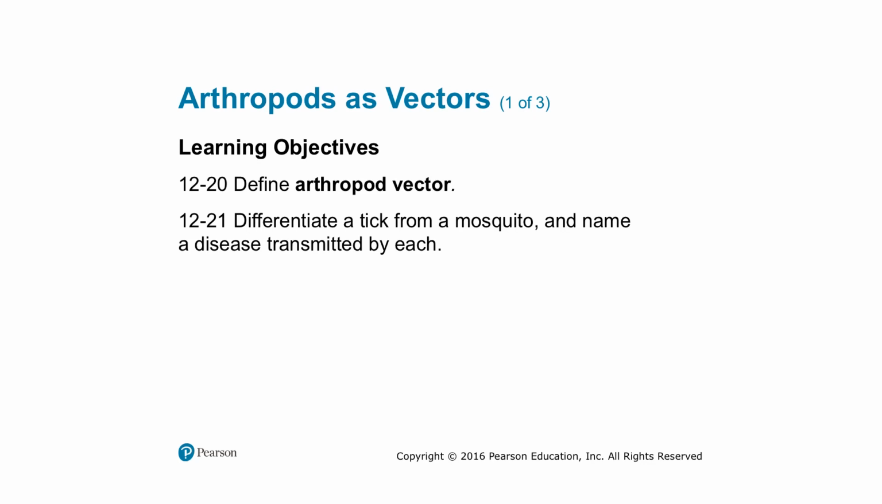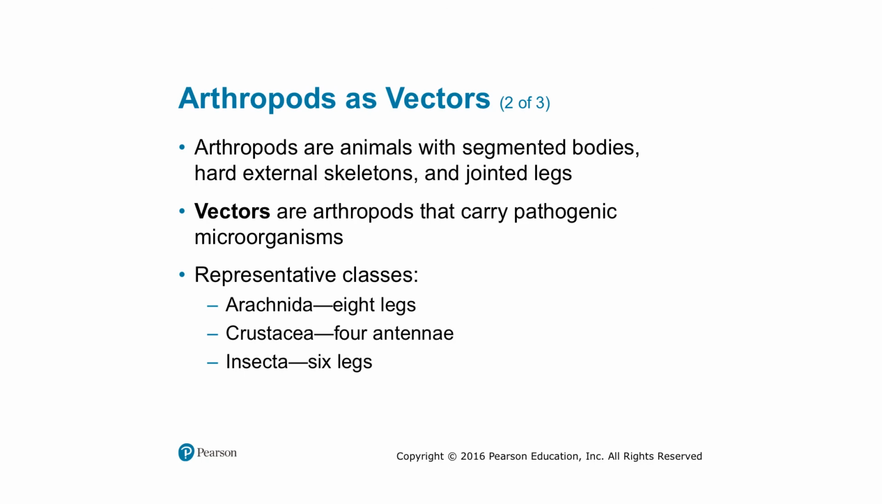So arthropods as vectors. So we'll talk about this. Arthropods are animals with segmented bodies, hard external skeletons, and jointed legs. Vectors are arthropods that carry pathogenic microorganisms. And we have some representative classes.